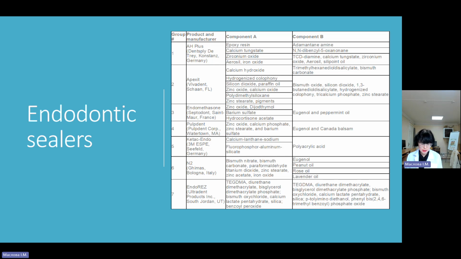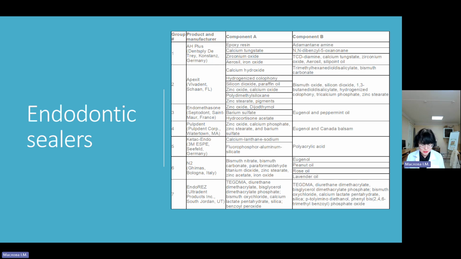Commonly used sealers can be divided into groups based on their constituents: zinc oxide eugenol sealers, calcium hydroxide sealers, glass ionomer sealers, resin sealers, silicon-based sealers, and hydraulic calcium silicate cement sealers. Some words about these groups of sealers. First, zinc oxide eugenol, or ZOE, sealers.